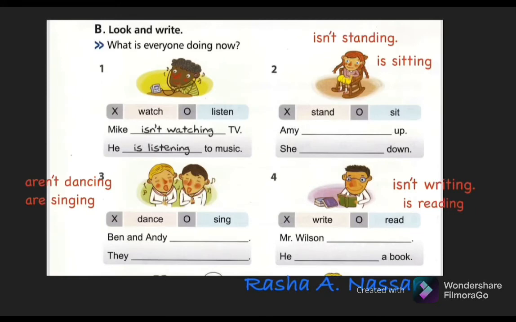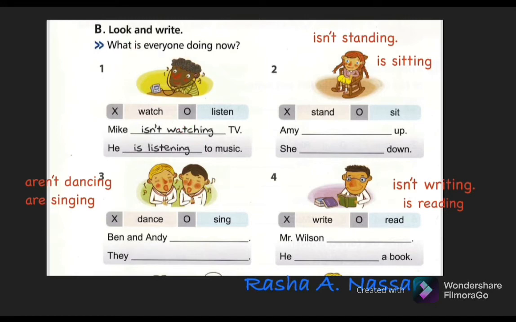And now, my dear students, let's answer this exercise together to see how we can make negative and affirmative sentences in the present continuous tense. Let's see the examples first. Mike isn't watching TV. Can I say Mike watches TV? No, he's not watching TV. So I will use is plus verb plus ing because I'm talking about something which is happening now.